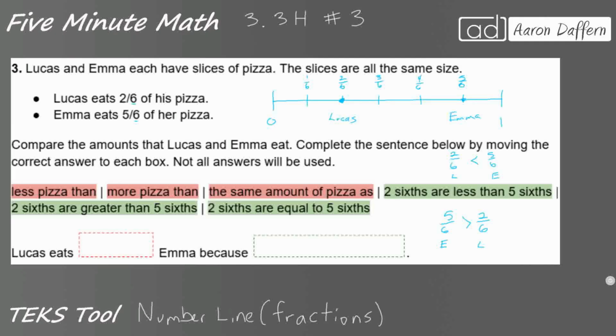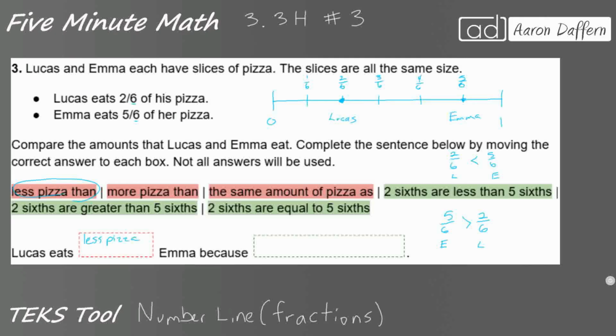Remember when we first learned about this in first grade, we would draw little teeth and talk about the alligator eating the larger piece. So you could take these inequalities and flip them around. And as long as the opening is pointing to the same fraction, it's good either way. So Lucas eats, and I've got red, less pizza, more pizza, or the same amount of pizza. Well, Lucas right here is going to eat less than. So let's say less pizza than.